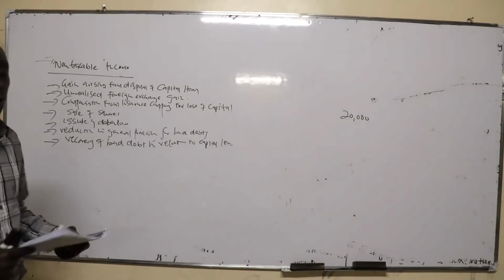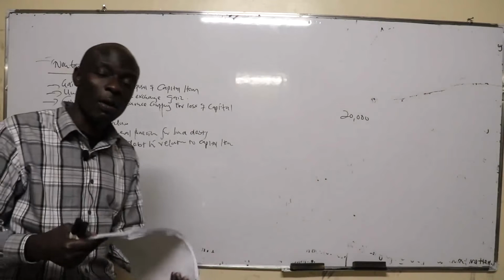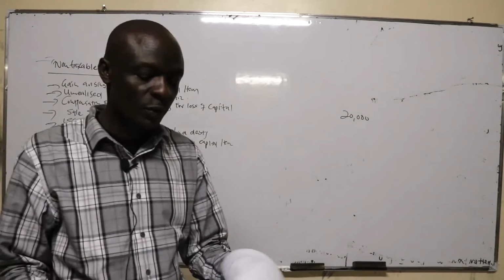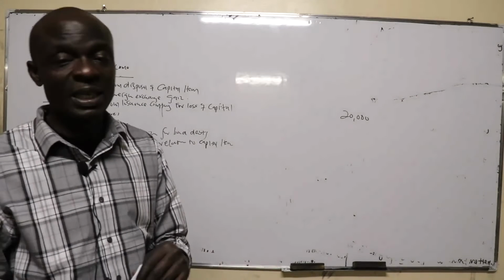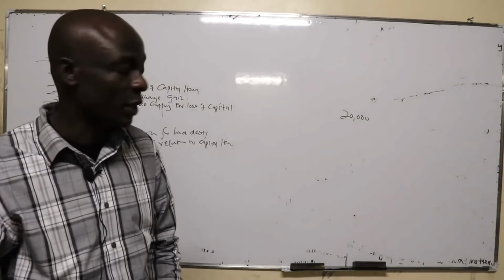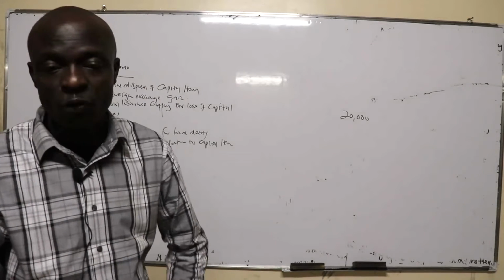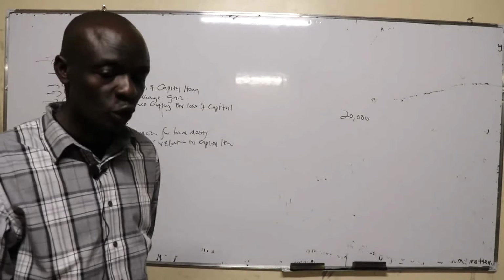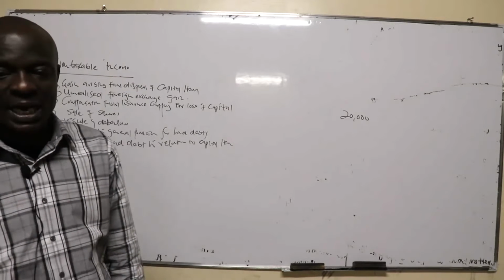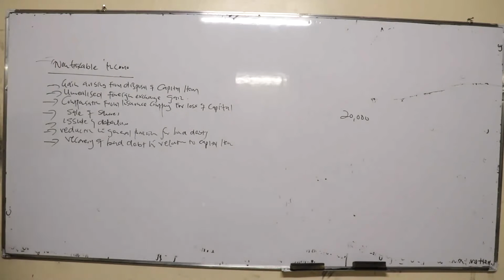Then very important also is what we call allowable and disallowable expenses. Allowable expenses are those expenses that assisted you to generate taxable income. Basically most of them are of revenue in nature. Those ones are allowed by the taxman to be deducted from your gross income.